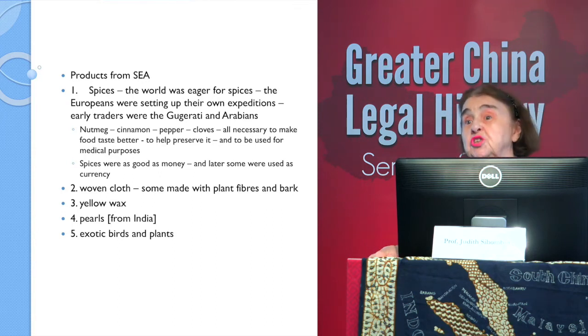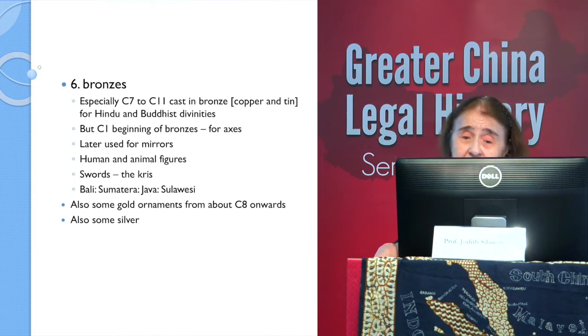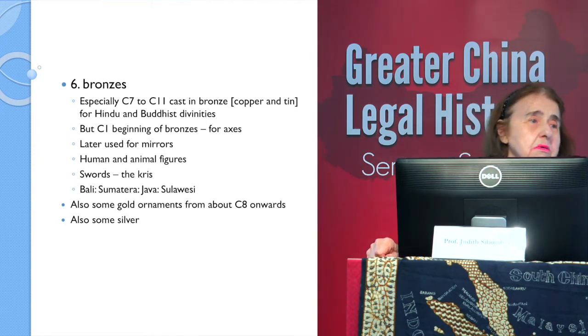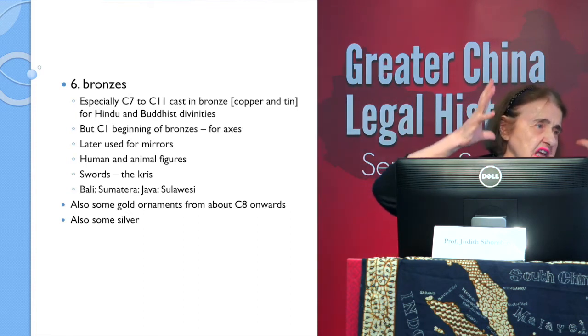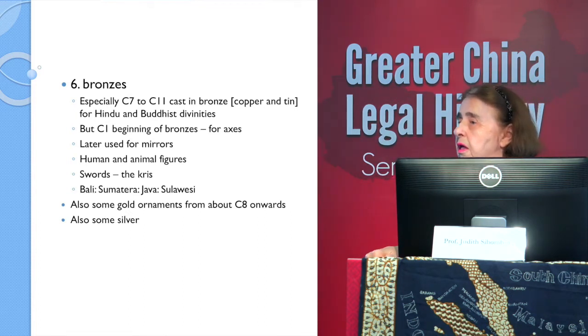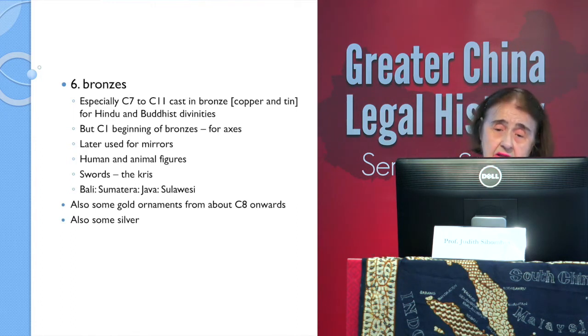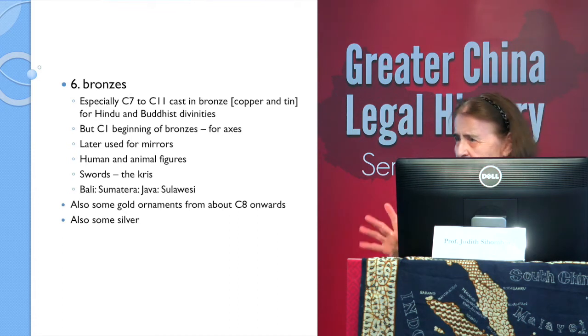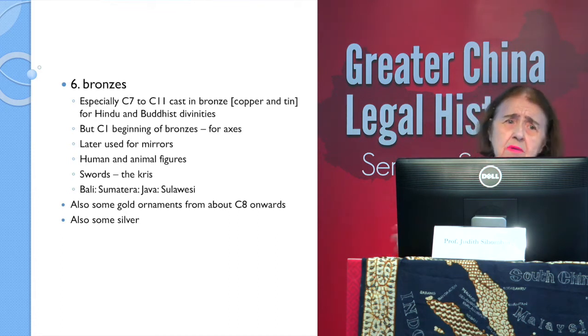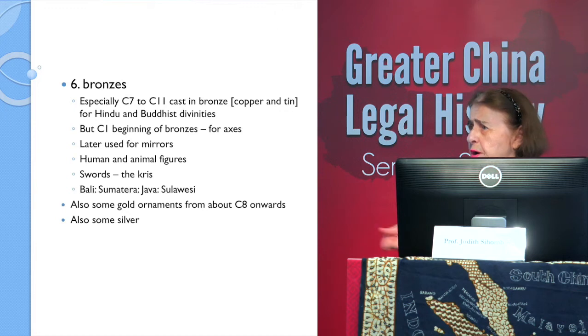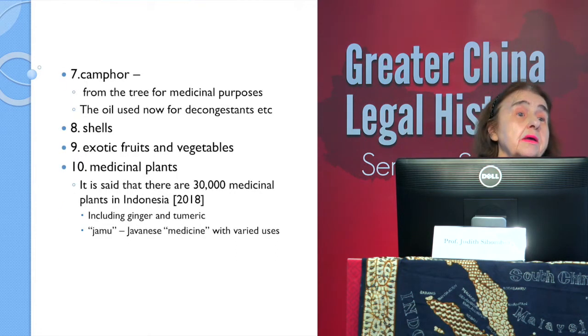And then bronzes. From the 7th to the 11th century, copper and tin. And mostly the bronzes, the statues, the head things, were made for Hindu Buddhist divinities. And they had axes since the 1st century, later used for mirrors. Human and animal figures, and the kris, the curved sword of Southeast Asia. Some gold, some silver. Camphor. Couldn't do without camphor. Shells.